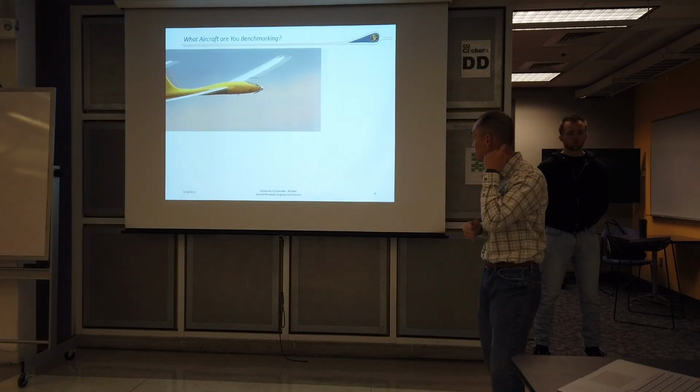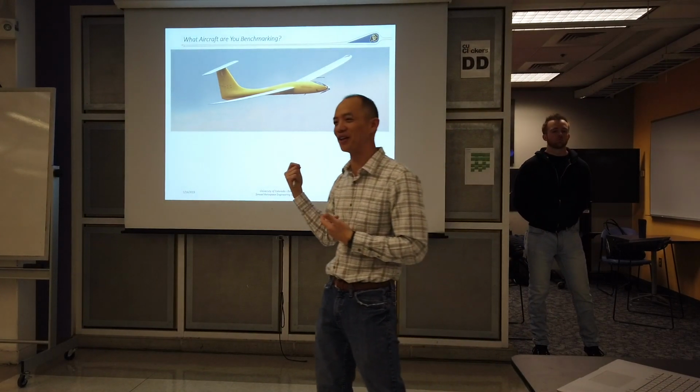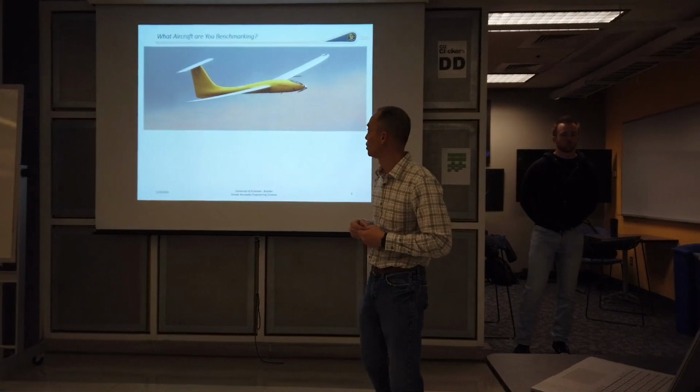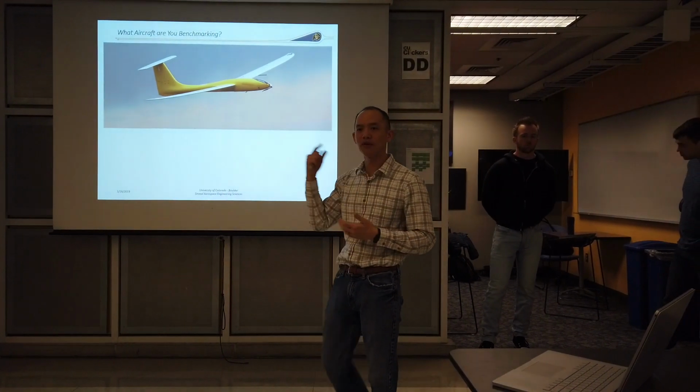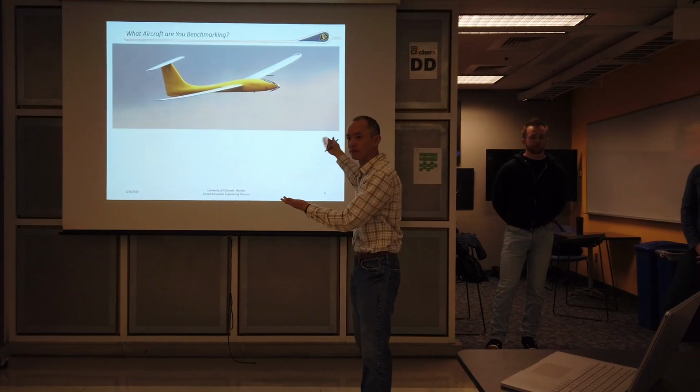All right. So what aircraft are you benchmarking? You've probably seen this airplane all over. There are pictures of it all over the aerospace department. This is the Tempest UAS, built to basically do atmospheric research locally here at CU. And you're going to analyze it.